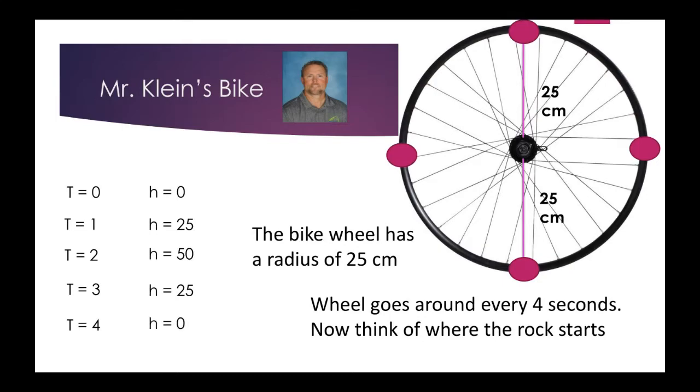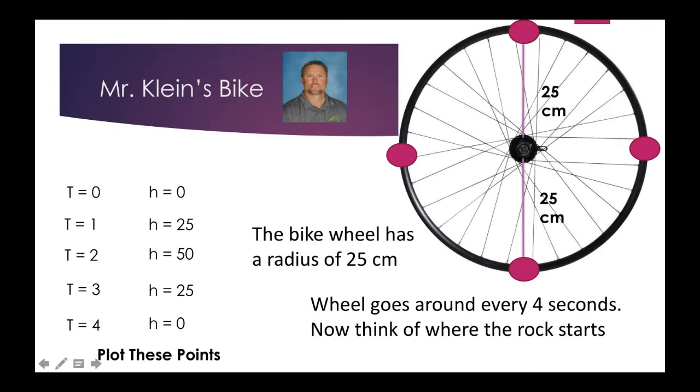All your circle questions are done the same. Time is 0. Where are you? Then figure out how the time moves around a circle, and you divide that by 4. This was 4 seconds. So dividing it by 4, my stops are going to be at 1, 2, 3, and 4. Then look at your heights. Where are you above ground? So we've got all these points.